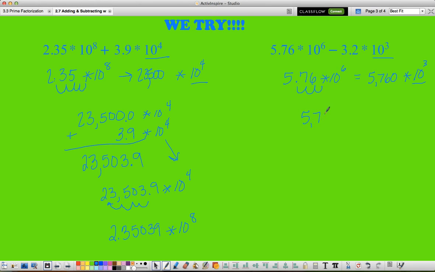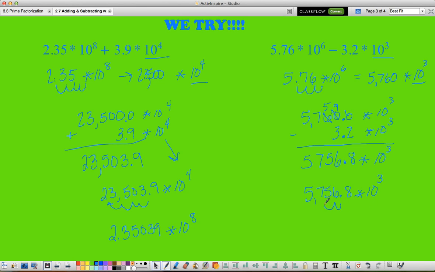So I take 5,760 minus 3 and 2/10. So I add my decimal and 0. Again, both of these are still times 10 to the 3rd. I bring down my times 10 to the 3rd. And I have to borrow, so this becomes 5. It becomes 10, but I have to borrow again, so that becomes 9, and this becomes 10. 8, decimal, 6, 5, 7, 5. So I get 5,756 and 8/10 times 10 to the 3rd power.